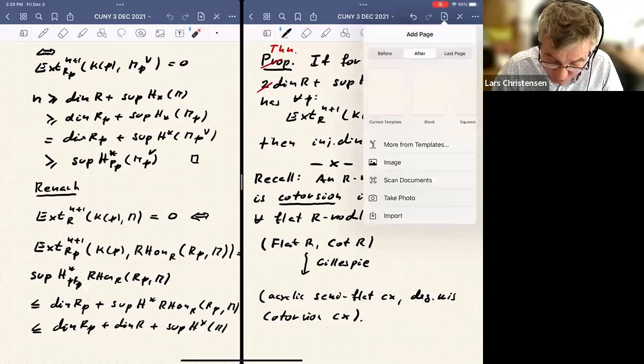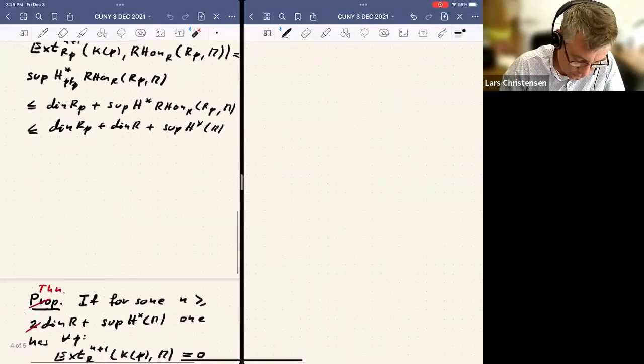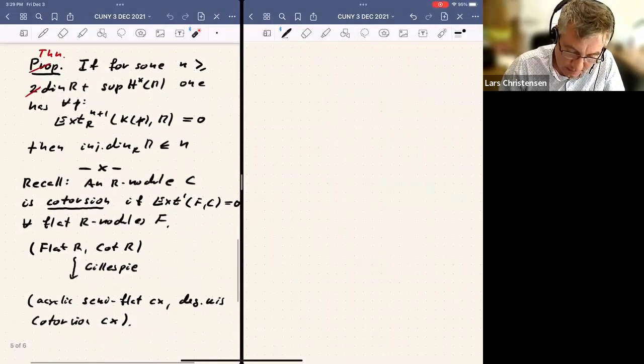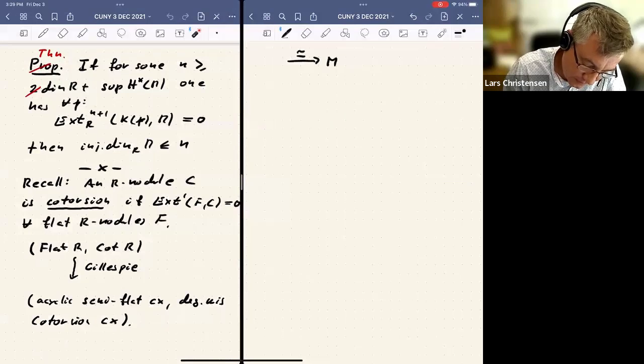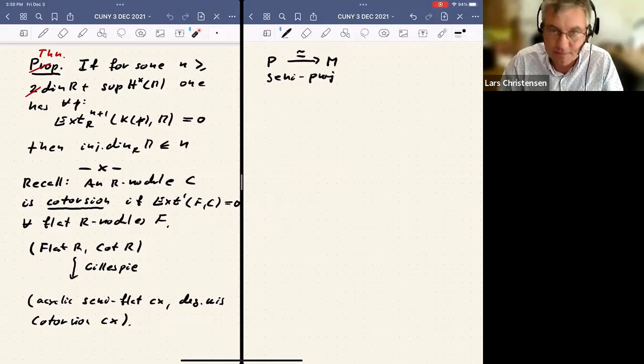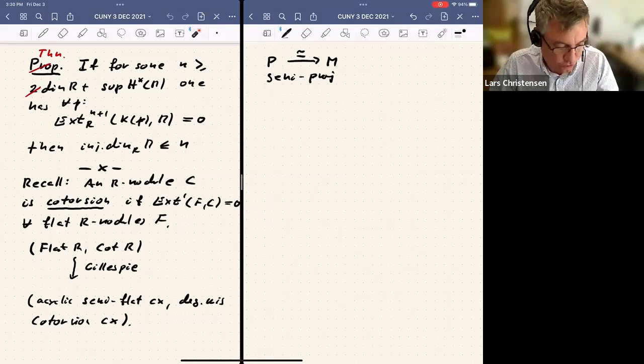Now, what that allows one to do is the following. Start with a complex M and take a projective resolution, or semi-projective, as we usually call them when it's complexes. So a semi-projective complex, DG-projective complex, that is isomorphic to M in the derived category. So that's a good replacement.